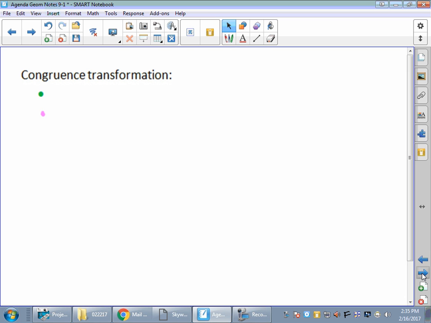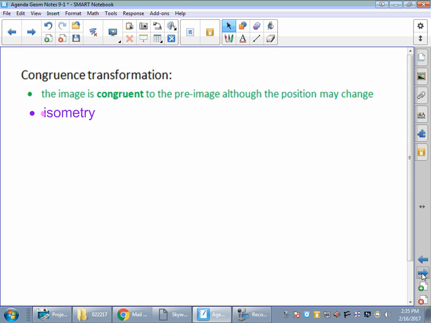Reflection is a congruence transformation, which means that the image is congruent to the pre-image, even though the position may change. We're going to find several transformations that maintain congruence. We also use the word isometry for that. If I say that it's isometric, that means that our image and our pre-image are congruent. So they can go all over our coordinate plane, but they're still going to be congruent.